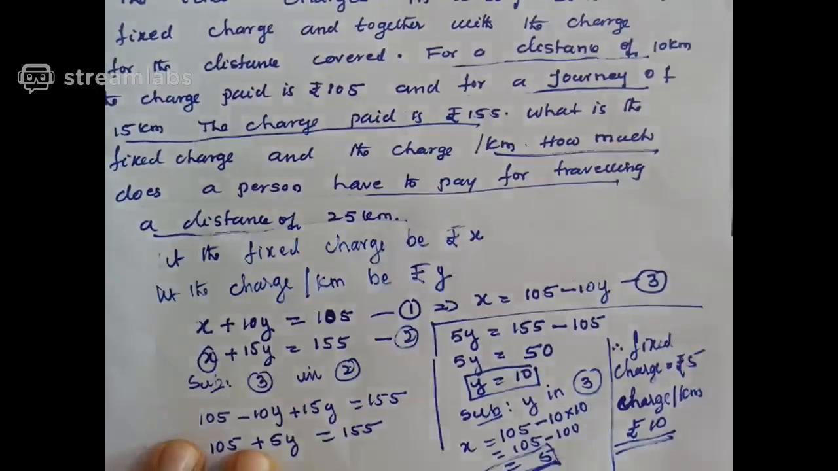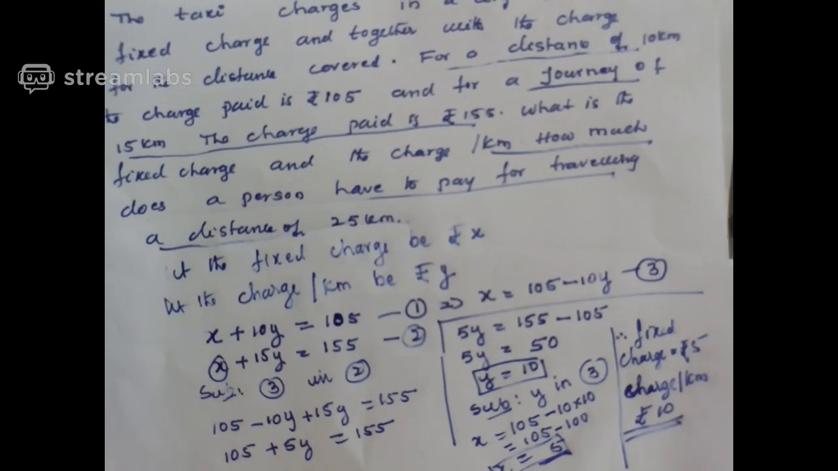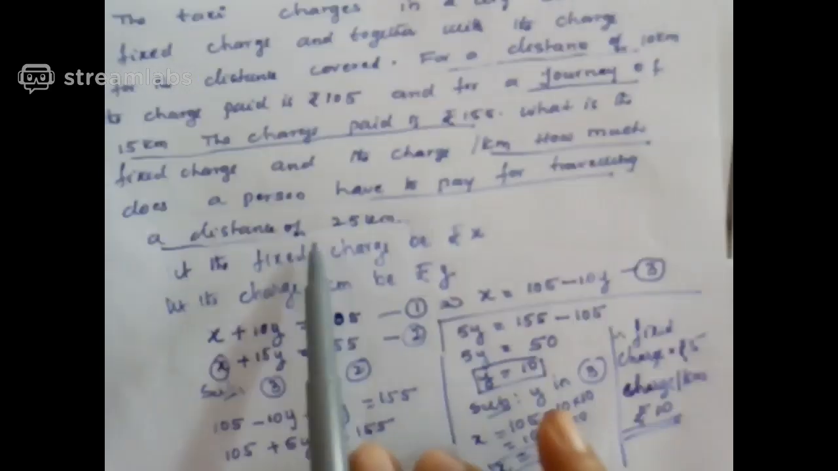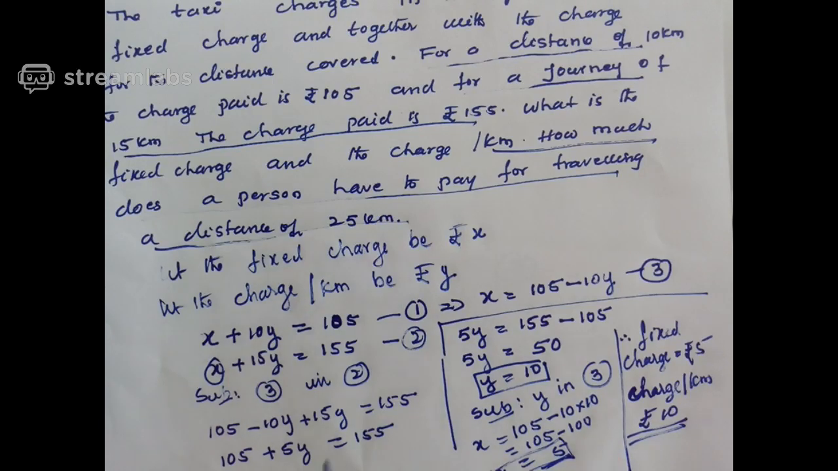Then they asked to find how much does a person have to pay for traveling a distance of 25 kilometers. Take that as a homework. How much does a person have to pay for traveling a distance of 25 kilometer? Means x plus 25y is the cost that you have to find out. Orally you can do. The fixed charge x is 5 and the charge per kilometer is 10. That is 25 into 10 is 250 plus 5. It is 255.